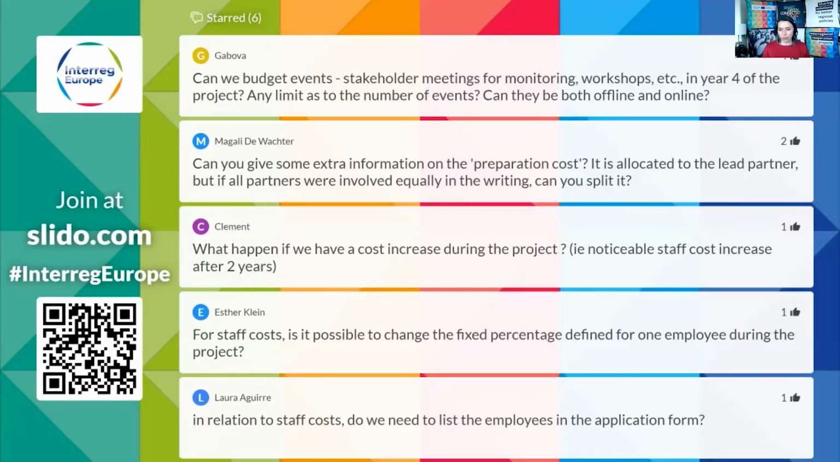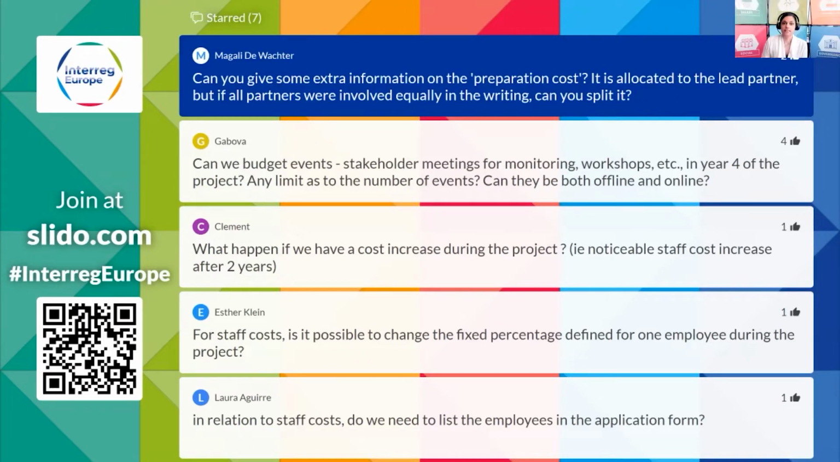And Ilaria, just before we started to watch the video, we had a question related to the preparation cost. Ségolène explained to us that for the preparation cost, there is a specific amount of the budget which will appear in the lead partner's budget line. But the question from Magali is: if it's allocated to the lead partner, but it's evident that all partners were involved equally in the writing, can those costs be split? Yes, the reply is yes. Actually, we would expect that the lump sum is shared equally between the partners according to their involvement in the preparation of the application.